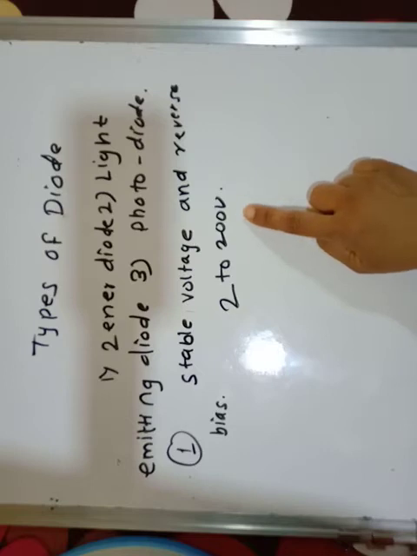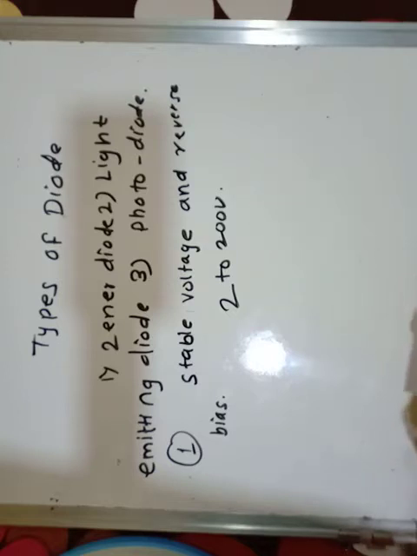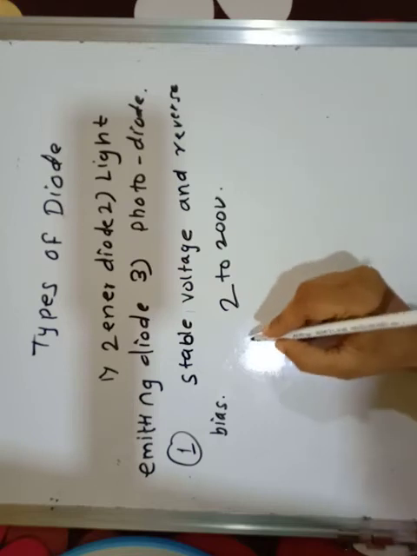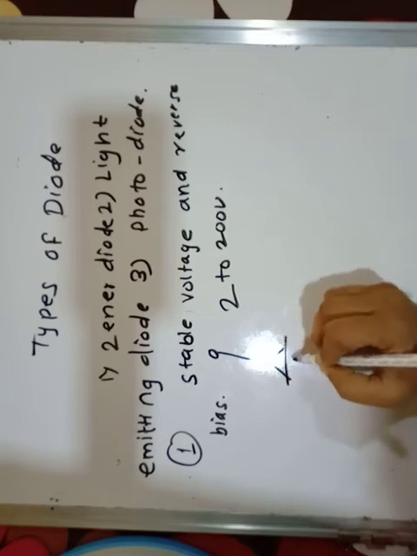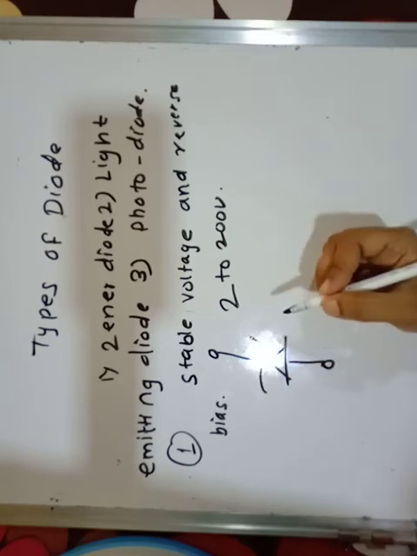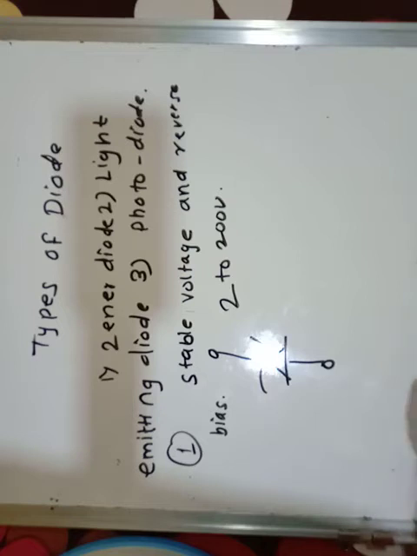Okay, so the operating characteristic and symbol. We know that the Zener diode always works in reverse bias, and only in forward bias does it conduct, just like a rectifier diode. It is therefore very important to know about its characteristics. So we'll see the symbol of the Zener diode. So this is the symbol for the Zener diode.